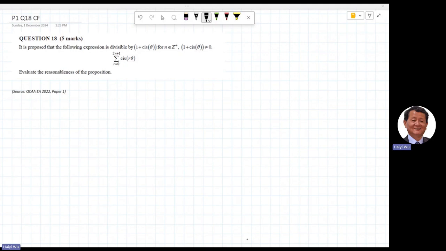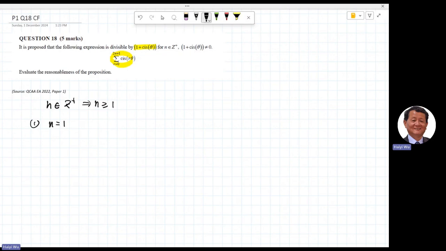So the left-hand side is sum notation. Let's have a look at the n first. So n belongs to the positive integers, therefore n must be greater than or equal to 1. So with step 1, we let n equal 1 to see if the proposition is true. We need to prove this expression is divisible by 1 plus cis theta.